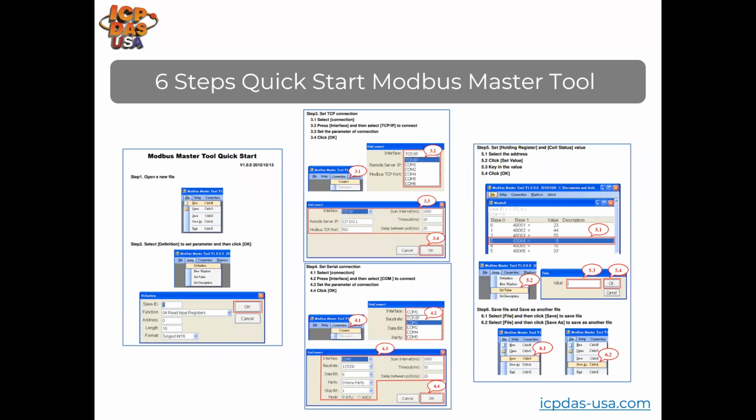There are 6 easy steps to use the Modbus Master Tool. You open a file, set parameters, addresses, functions, connect, set values, and you save.